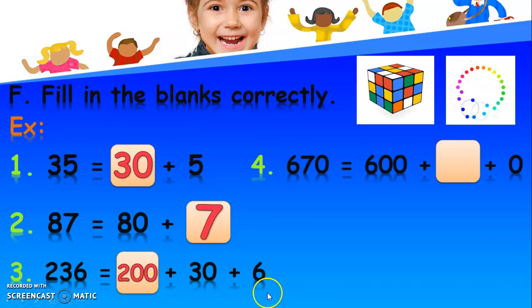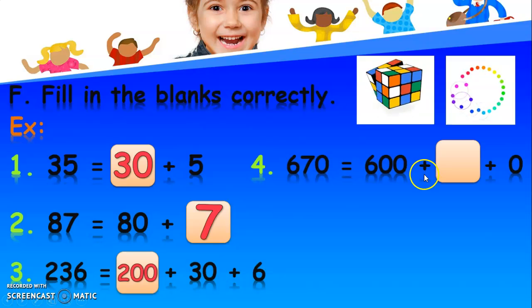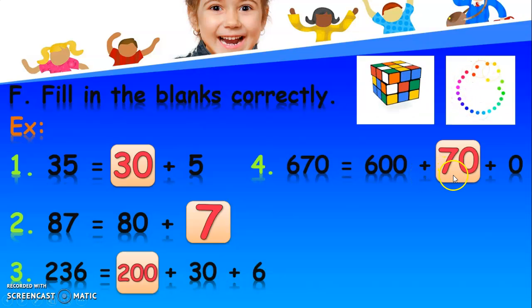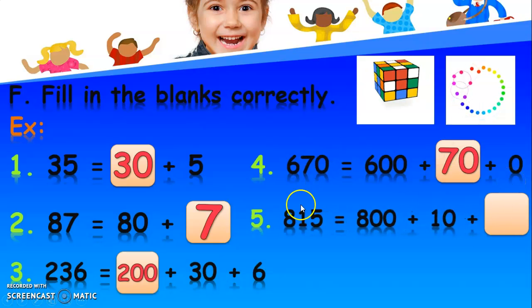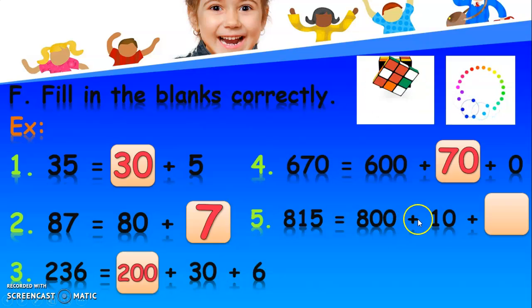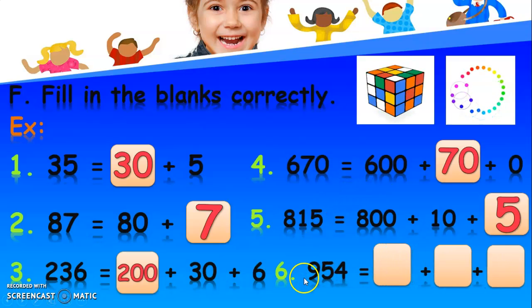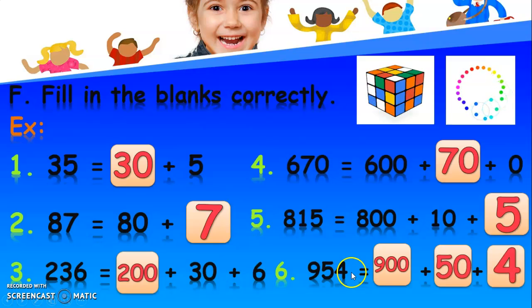Let's see the answer for number 4. You have 670 equals 600 plus, the answer is 70 and then plus 0. For number 5, 815 equals 800 plus 10 plus 5. And for number 6, 954 equals, so 900 plus 50 plus 4.